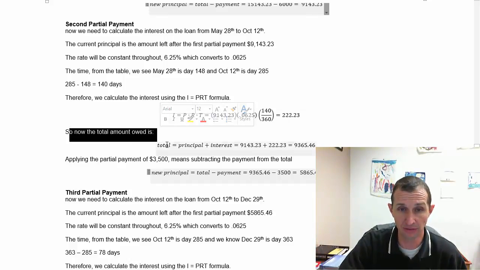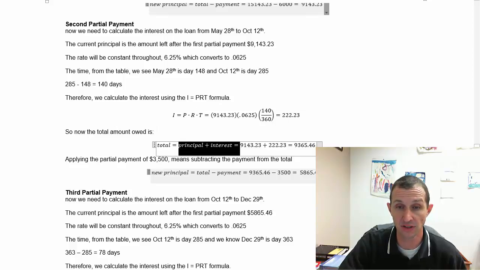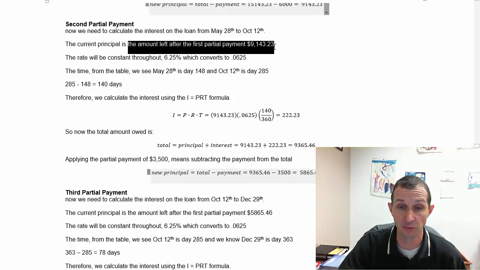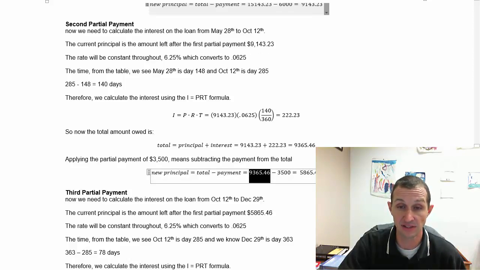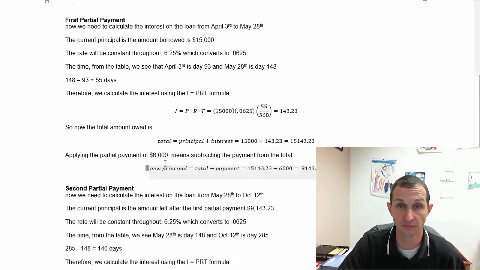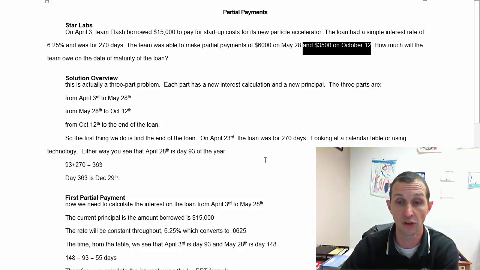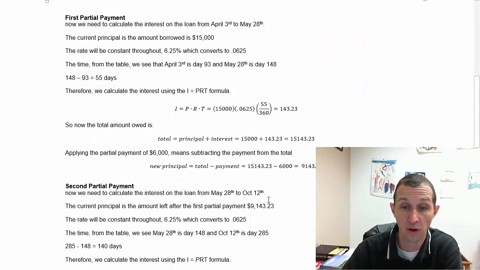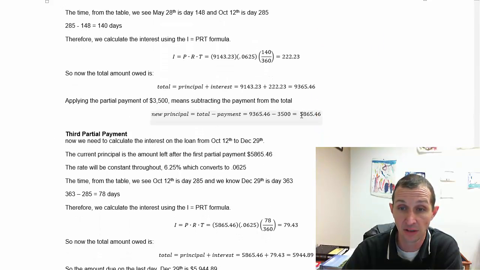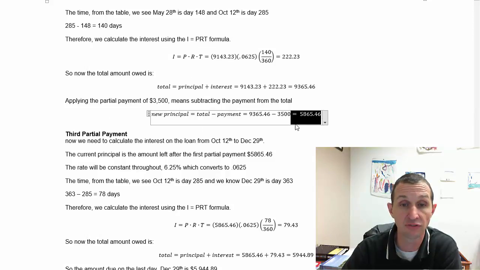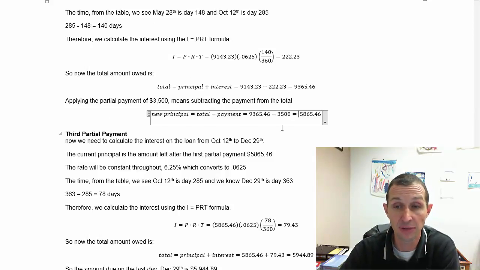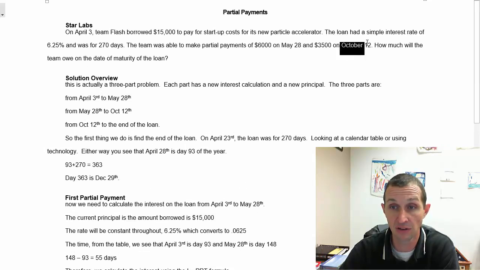So the new total amount is the principal that I owed plus the interest. This new principal after the first partial payment is the $9,363.46 minus the $3,500. You're like, whoa, where does the $3,500 come from? Man, if only they told us in the formula that the $3,500 would be paid on October the 12th, and it does. See, look right there. So, what happens after we subtract? We get $5,865.46. Now, they're not making any more payments. That was the last payment on October the 12th.